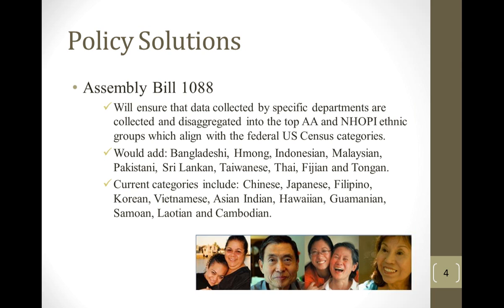Current state agencies that gather demographic data must disaggregate the data into a limited number of these categories, specifically Chinese, Japanese, Filipino, Korean, Vietnamese, Asian Indian, Hawaiian, Guamanian, Samoan, Laotian, and Cambodian. Current law does not include many other of the, some say 30, and I've seen a report up to 48 different Asian American, Native Hawaiian, and other Pacific Islander groups. And that's where we need to work even harder to include more departments and more ethnic categories in future legislation.